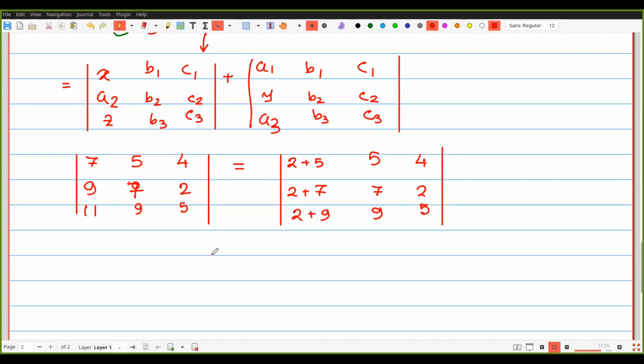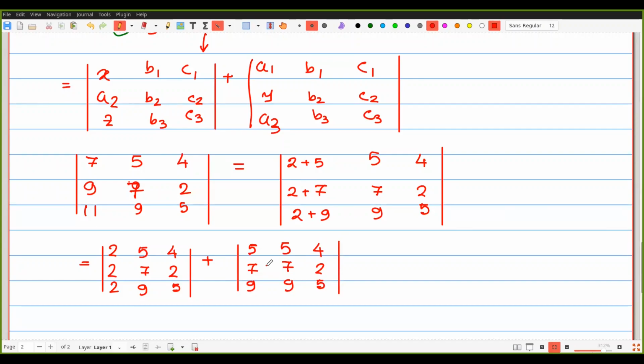Then we can decompose in that way: 2, 2, 2, 5, 7, 9, 4, 2, 5, plus then 5, 7, 9, 5, 7, 9, 4, 2, 5. Now look at the first column and second column. Both have equal elements.